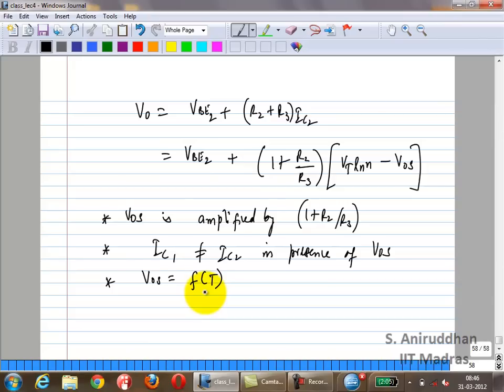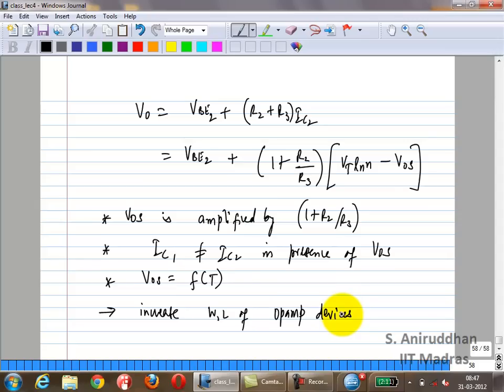So first of all, what do you do to reduce the offset? Everything else being equal, what do you do to reduce offset voltage? Increase the size, the area, right? Remember, it was proportional to 1 over WL times, right, something. Okay, so that is one thing you can do.